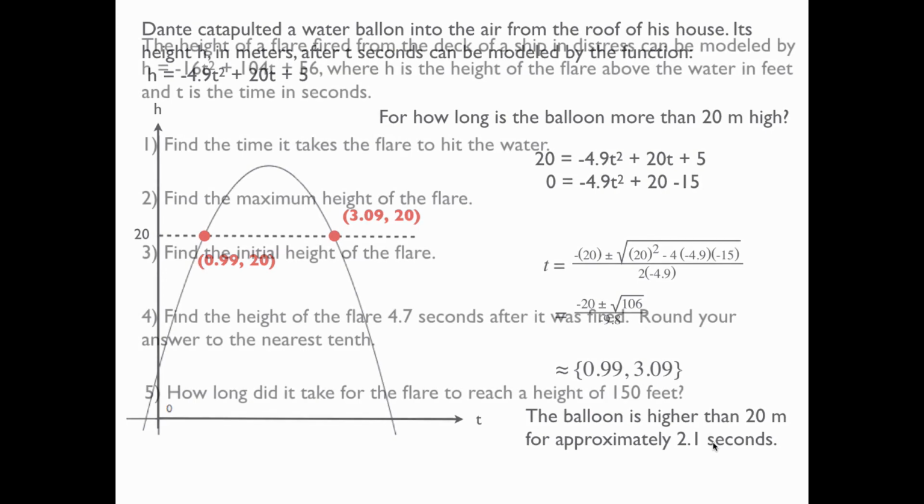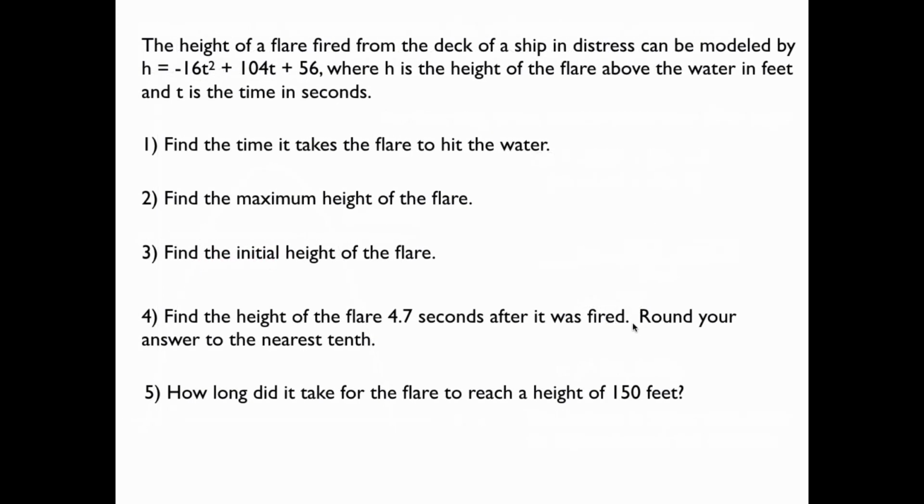All right. Hopefully you did a really good job on all those and you've prepared to tackle this question on your own. All right. The height of a flare fired from the deck of a ship in distress can be modeled by the following function. H equals negative 16t squared plus 104t plus 56, where h is the height of the flare above the water in feet and t is the time in seconds.